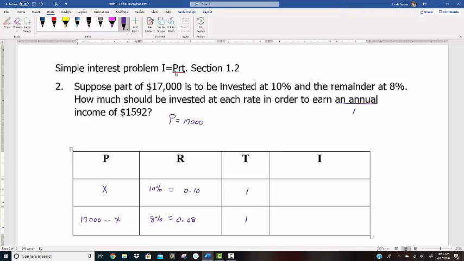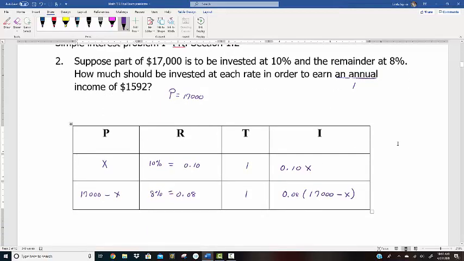To get our formula, we're going to multiply across. So we'll have X times 0.10 times 1. So that's going to give me 0.10x just for this rate. Then I have this formula. So I'm going to have 0.08 times, in parentheses, 17,000 minus X. That's very important that you remember to put it in parentheses.